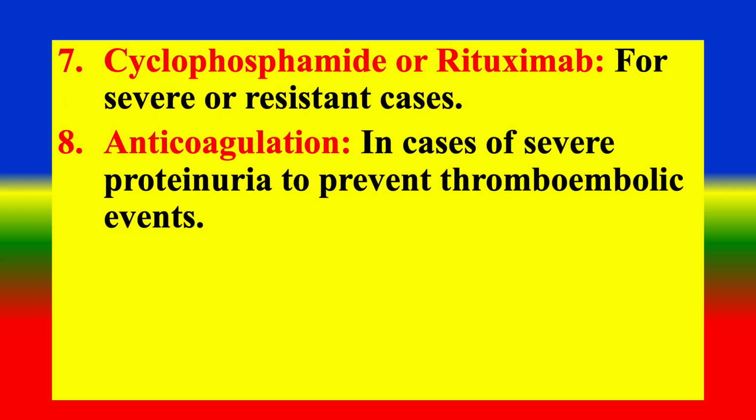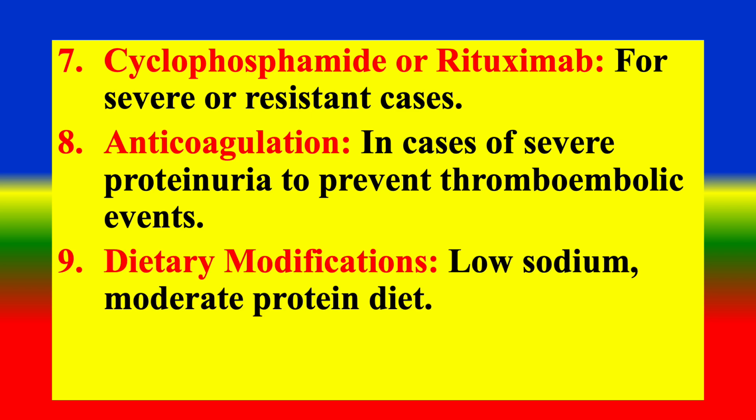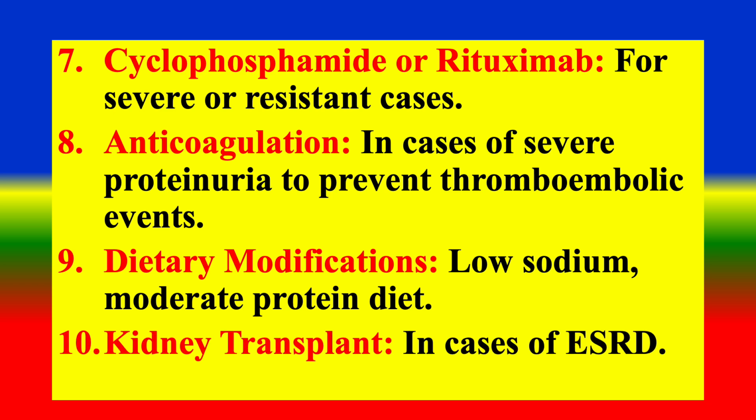6. Corticosteroids to reduce inflammation. 7. Cyclophosphamide for severe or resistant cases. 8. Anticoagulants in case of severe proteinuria to prevent thromboembolic events. 9. Dietary modifications: low sodium, moderate protein diet. 10. Kidney transplant in case of ESRD.